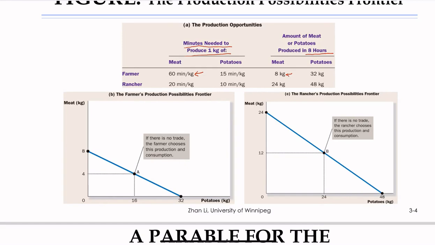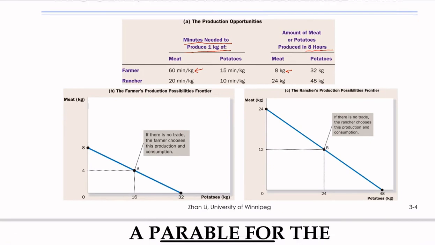kilograms of meat. Right? For potatoes, 50 minutes. So for 8 hours, the farmer can produce 32 kilograms. And for the rancher, it can produce 24 kilograms, because per kilogram of meat the rancher needs 1/3 hour. And for per kilogram of potatoes, he needs 1/6 hour. So this implies for 8 hours, he can produce 48 kilograms.